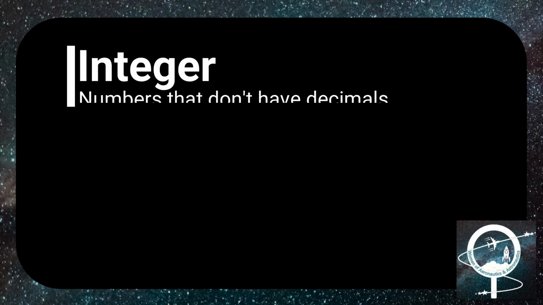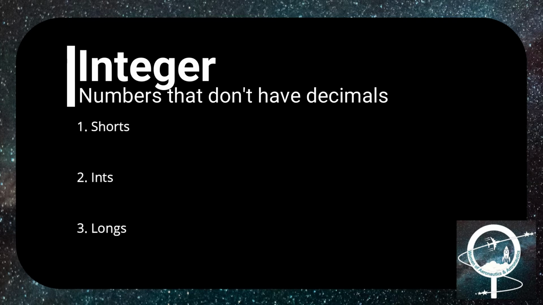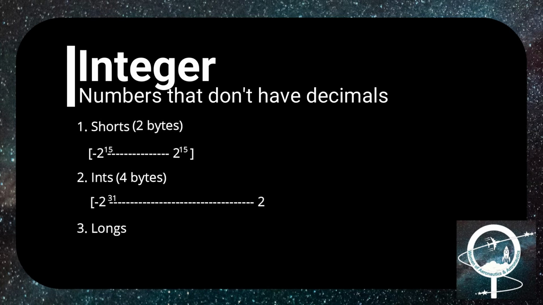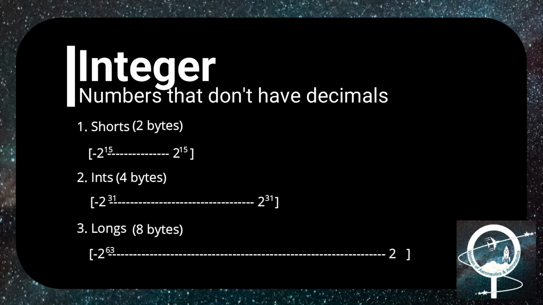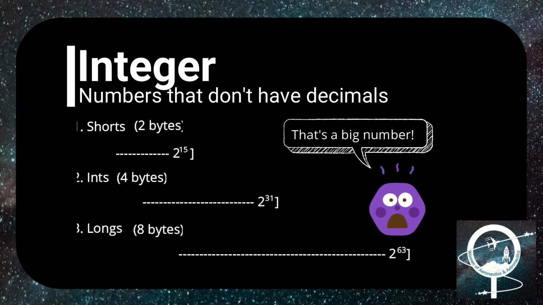The first data type we will cover is an integer. These are simply numbers that don't have decimals. They come in the form of shorts, ints, and longs. Shorts can hold 2 bytes, so numbers between -2 to the power of 15 and +2 to the power of 15. Ints can hold 4 bytes, which are numbers between -2 to the power of 31 and +2 to the power of 31. And longs can hold 8 bytes, which are numbers between -2 to the power of 63 and +2 to the power of 63, which is a really large number.